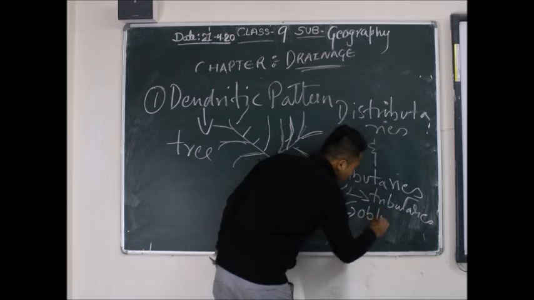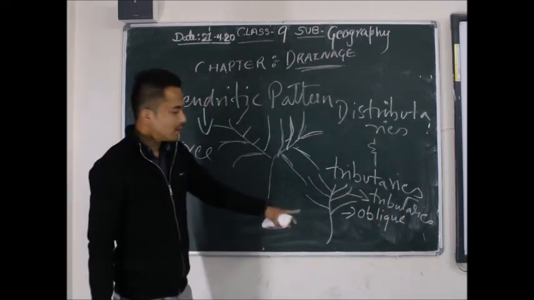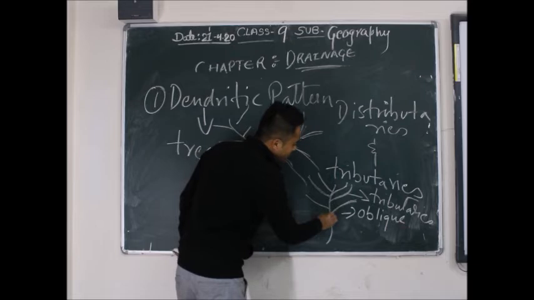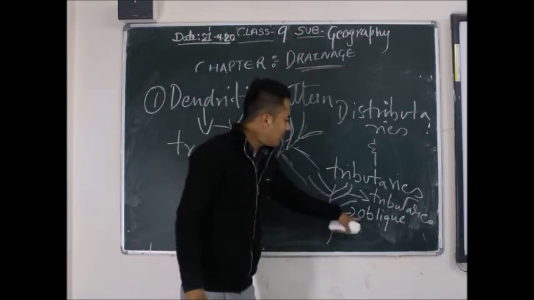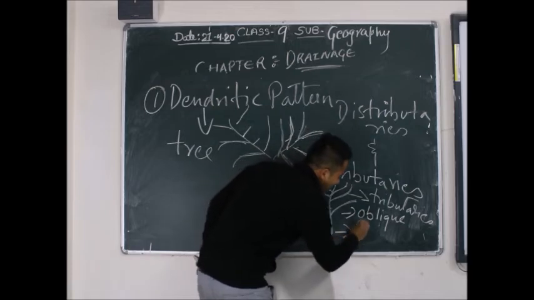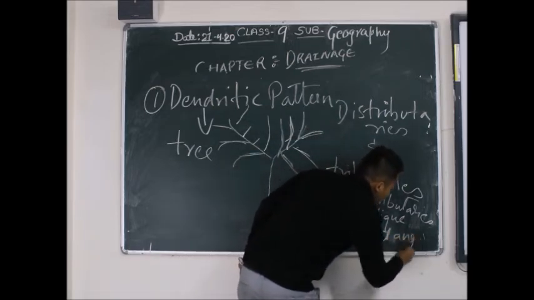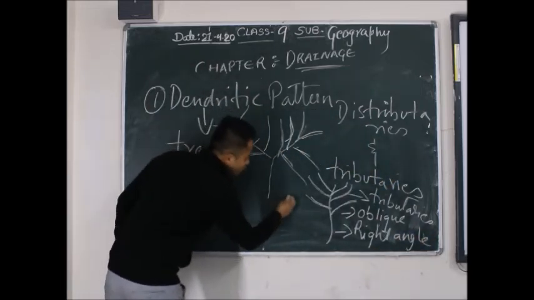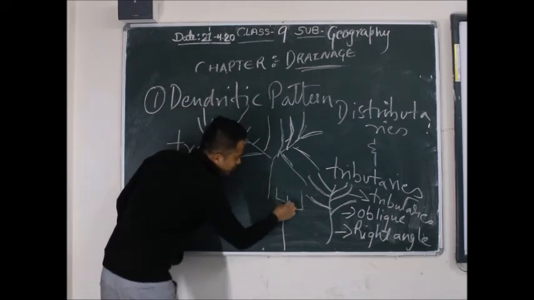Number one is oblique. In this oblique pattern, this kind of structure is formed. Okay, this kind of pattern is formed in oblique patterns. Whereas another one is right angle. Out here, the tributaries join the river. Okay, this is the river. The tributaries join the river in this manner.